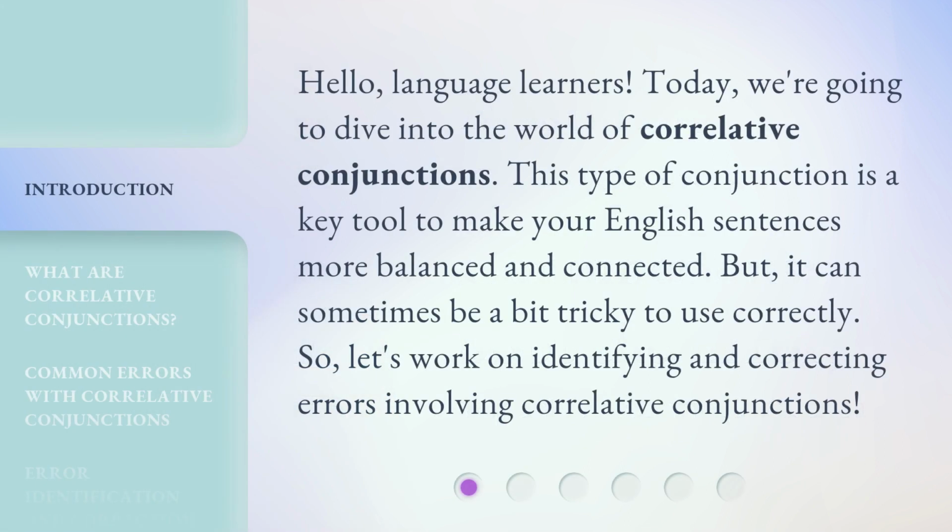Hello, language learners. Today, we're going to dive into the world of correlative conjunctions. This type of conjunction is a key tool to make your English sentences more balanced and connected. But it can sometimes be a bit tricky to use correctly. So, let's work on identifying and correcting errors involving correlative conjunctions.